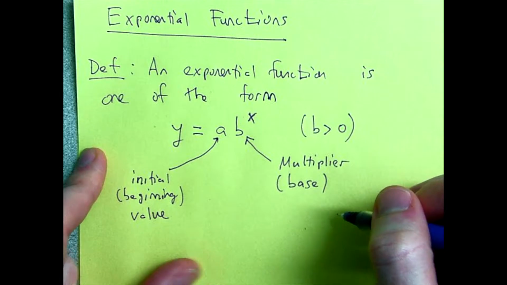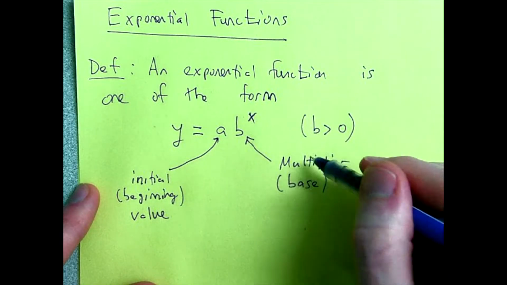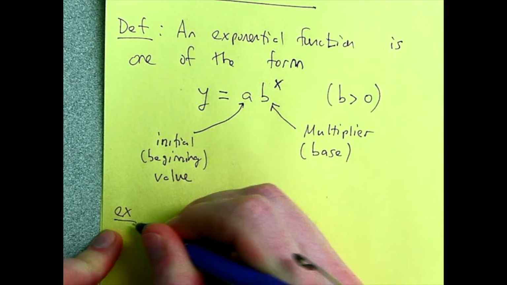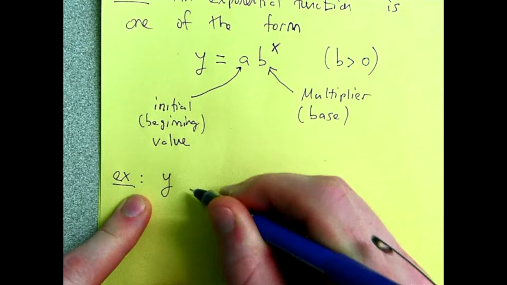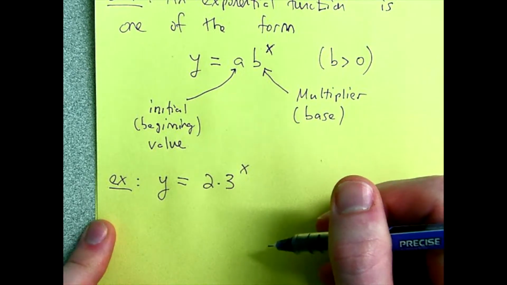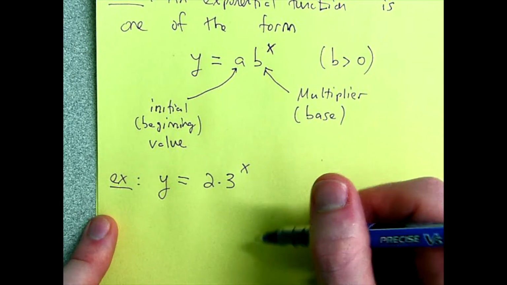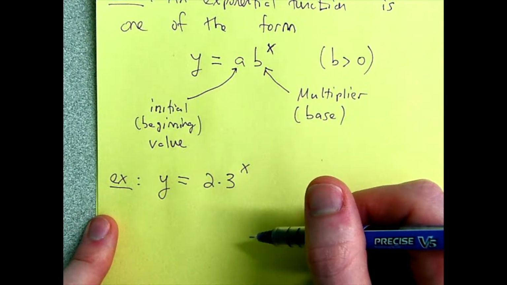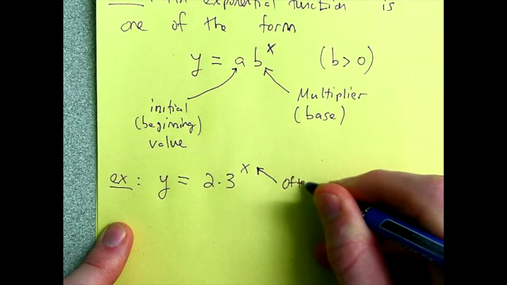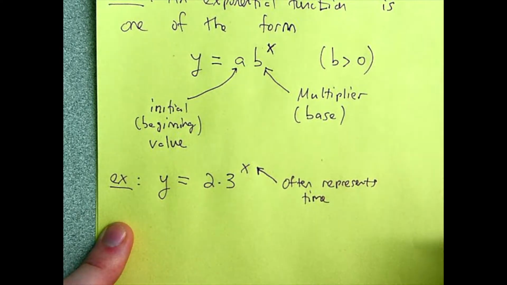Okay, so just very quickly, why is it that a is the so-called initial value and why is b the multiplier? To see why, let's just take an example. Consider the exponential function y equals 2 times 3 to the x. Now, very often in applications, exponential functions are used to model some process which is happening over time. Very often, the x variable represents time. Not always, but it very often does.